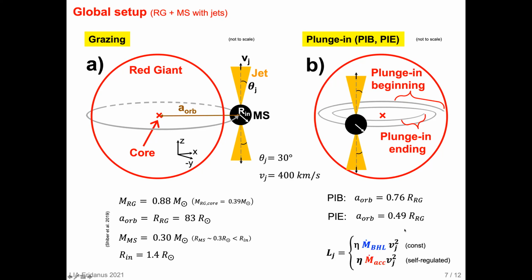Okay, and we launch the jet in 2 forms. One is where the jet is constantly powered, and in the other it's self-regulated. But we found that there's really no big difference, so don't focus on this. But for the referee, this was a big issue. And of course, we're doing small scale, so we're focusing on what's happening very close to the main sequence star.